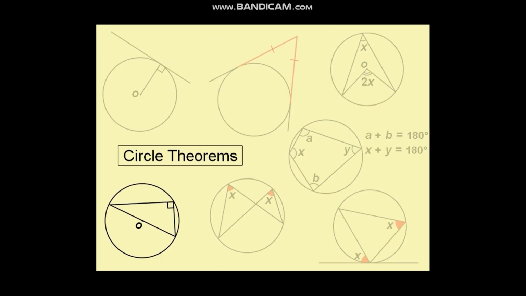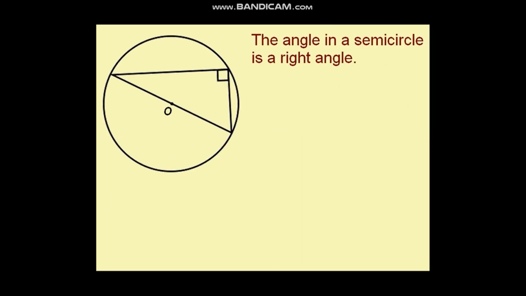Now we're ready for the fourth circle theorem. The angle in a semicircle is a right angle. This just means that if you put a diameter anywhere on the circle and make a triangle that touches the circumference, you'll always get a right angle.